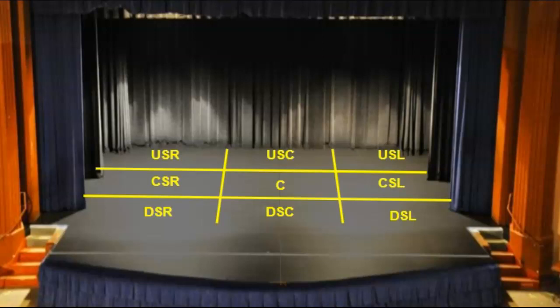From here, we get our 4 corners. So if you go upstage and to the right, you are now at upstage right. If you go upstage and to the left, you're now at upstage left. If you go downstage and to the right, you are at downstage right. And if you go downstage and to the left, you are at downstage left. Nothing new so far. This is all just review, but it's good to think back over what we've already learned before we move forward.